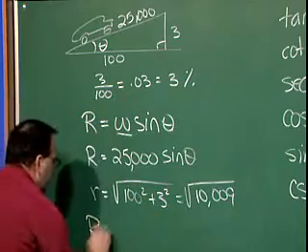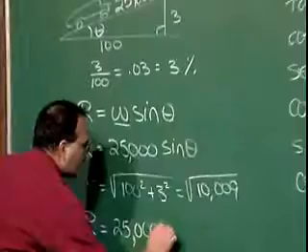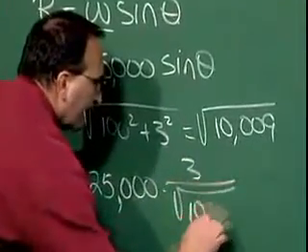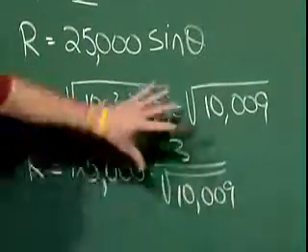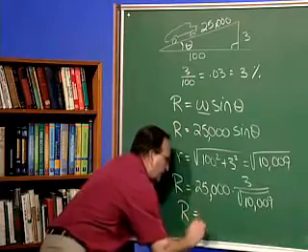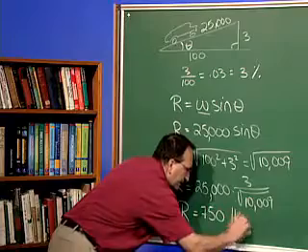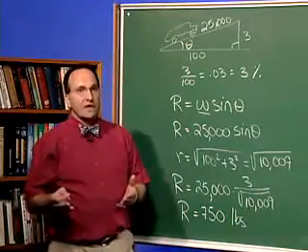So we have resistance equals 25,000 times 3 over the square root of 10,009. When you work all of that out in your calculator, you'll find the resistance is equal to approximately 750 pounds. All right, great work in today's lesson.